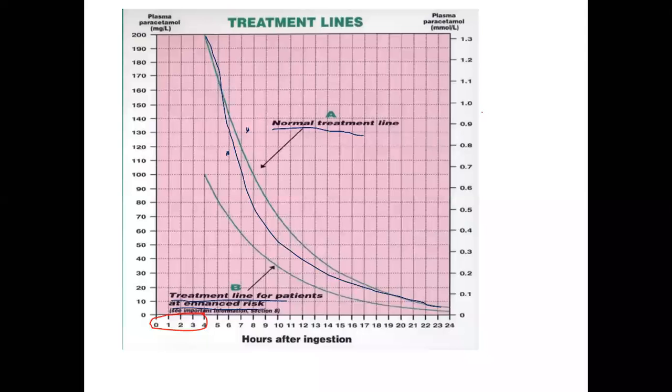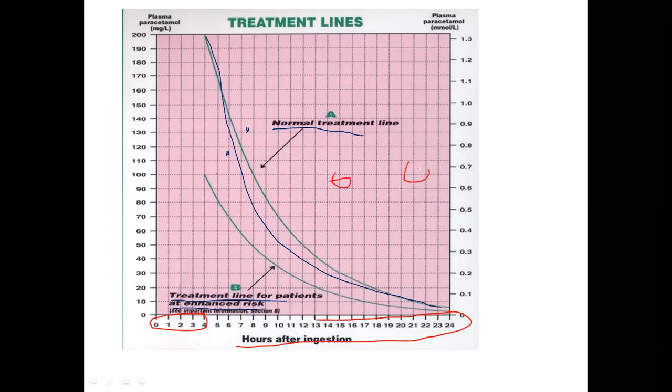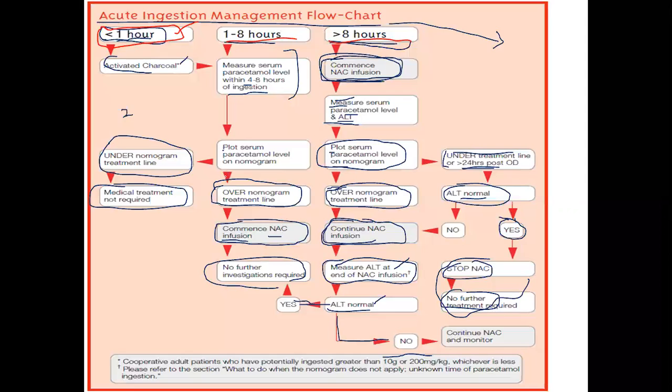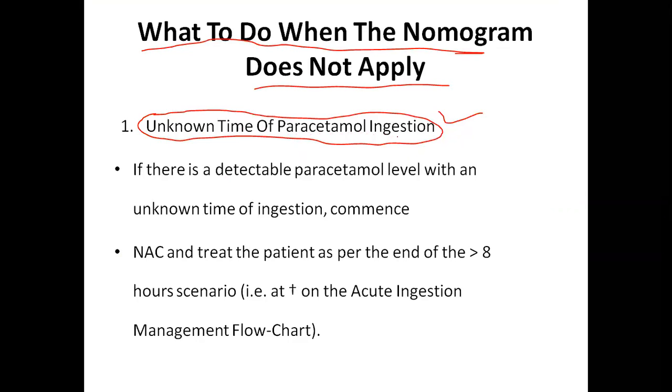You must know the time. If you don't know the time, where will you plot the value, here or here or here? It's confusing. So unknown time of paracetamol ingestion is the situation where we cannot apply the nomogram. So what to do?